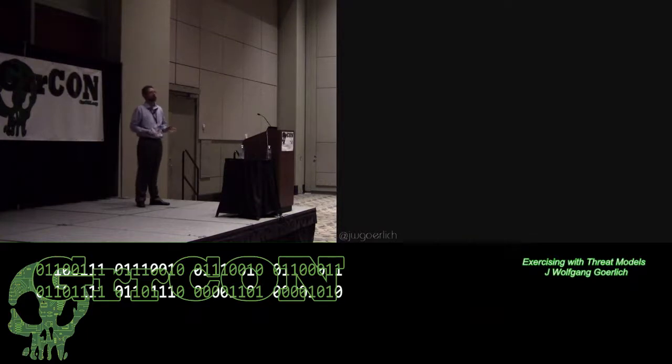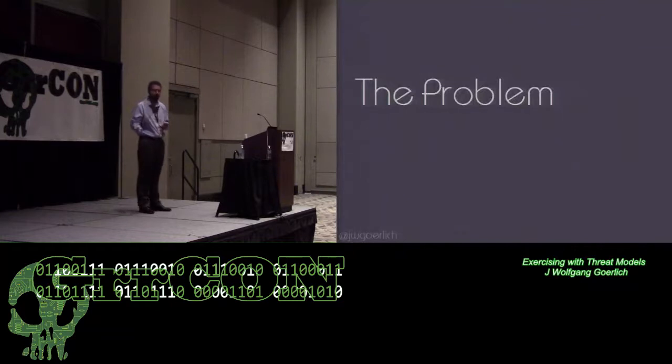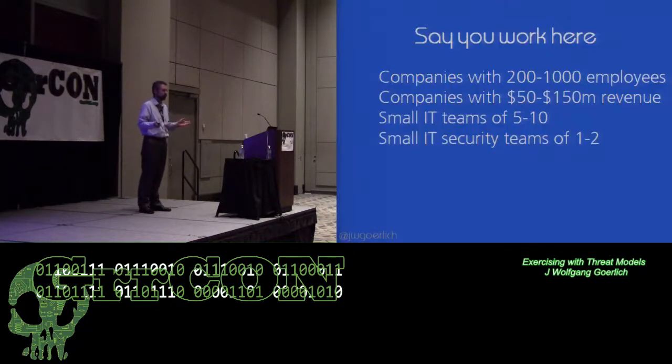But first, let's talk about the problem. What is the problem we're trying to solve? Very simple. If you're blue team for a mid-market company, say you've got maybe a couple hundred users, maybe 50 million to 150 million revenue. You've got a small IT team, maybe 5, 10 people. Some of those people are probably responsible for security. You may even have a security team with a couple people.